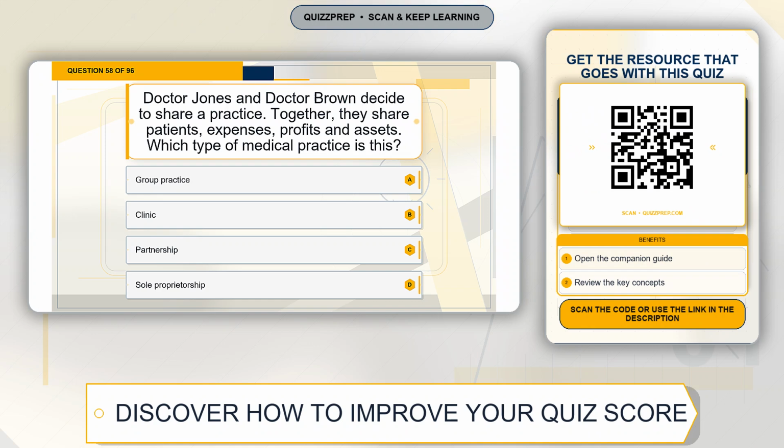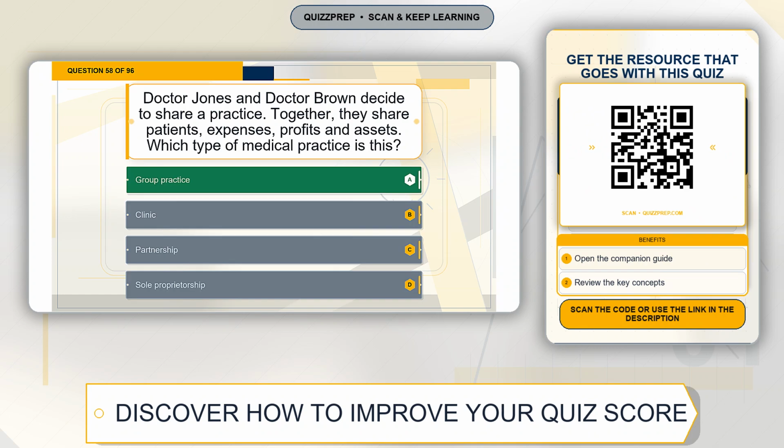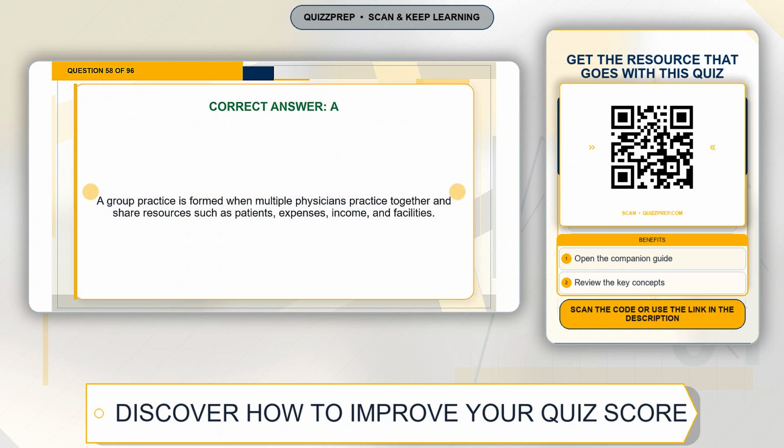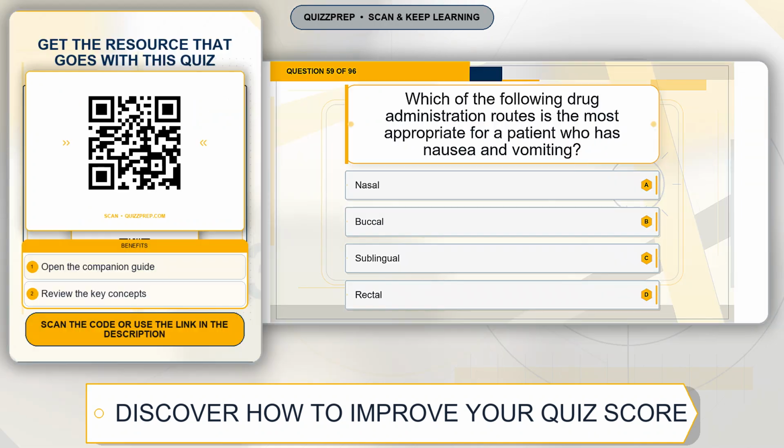Question 58. Dr. Jones and Dr. Brown decide to share a practice. Together, they share patients, expenses, profits, and assets. Which type of medical practice is this? Option A. Group practice. Option B. Clinic. Option C. Partnership. Option D. Sole proprietorship. The correct answer is option A. Group practice. Explanation. A group practice is formed when multiple physicians practice together and share resources such as patients, expenses, income, and facilities.